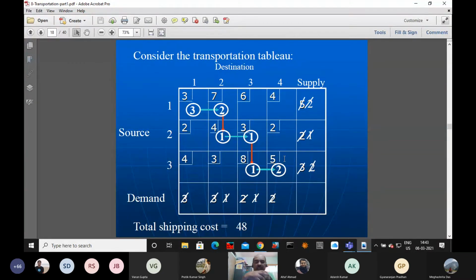Now, we are interested to know whether the present solution, which is a phase 1 solution, is optimal or not. If it is optimal, how to check? If it is not optimal, how to check? We should learn about this.